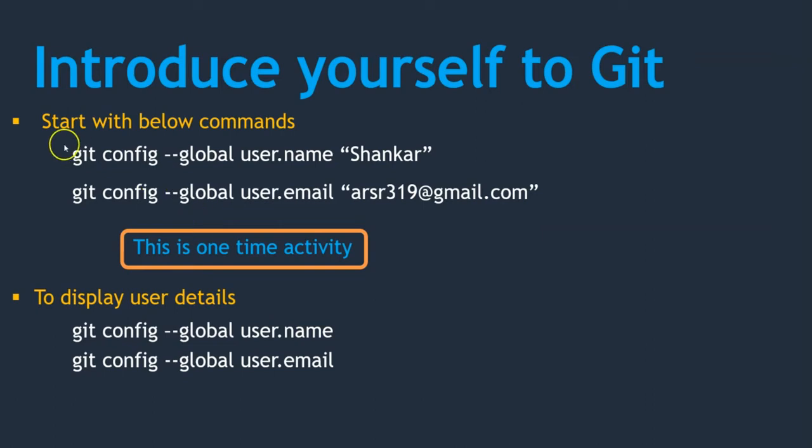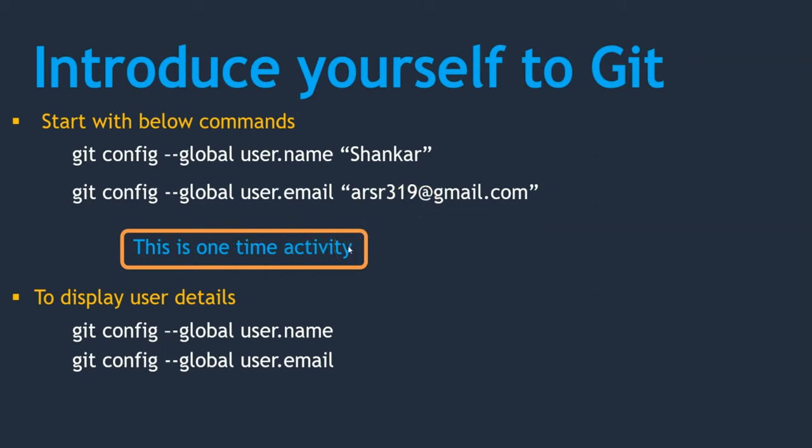We should execute these commands to track our username and email ID. The command we should execute is git config --global user.name followed by the username. In my case, I'm going to give Shankar, and in a similar way, user.email we should provide the email ID. And please remember about this email ID. We are going to discuss this in a later point of time. In my case, I'm going to use arsr319@gmail.com.